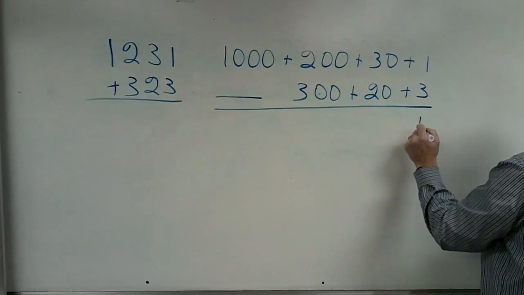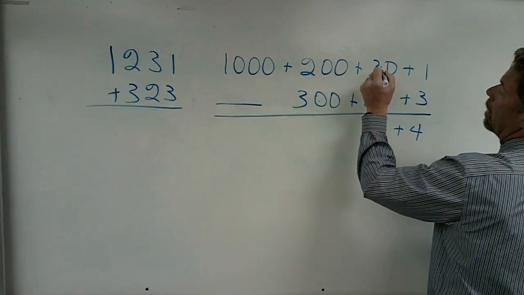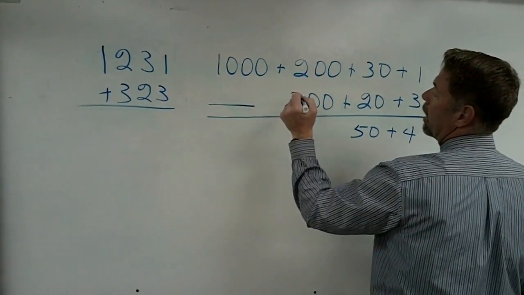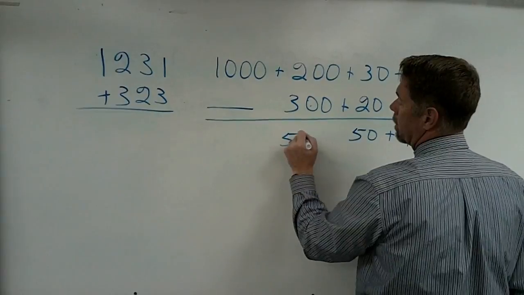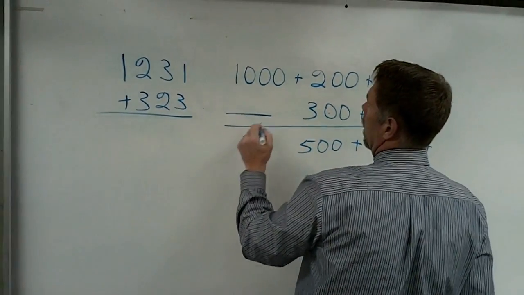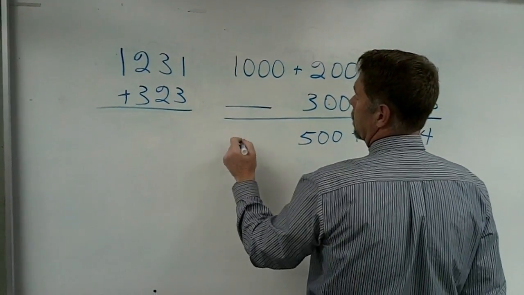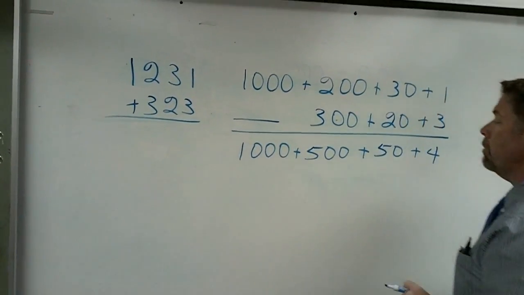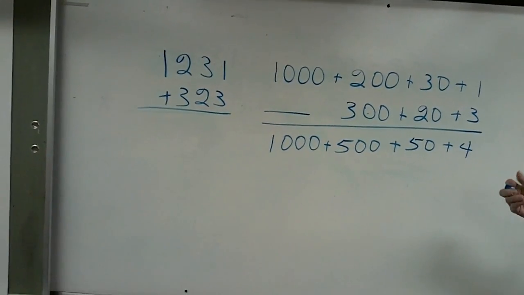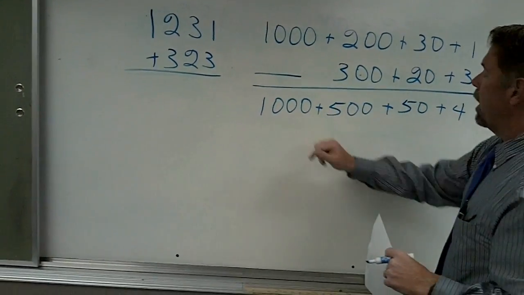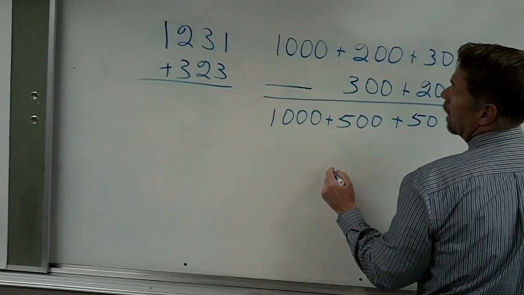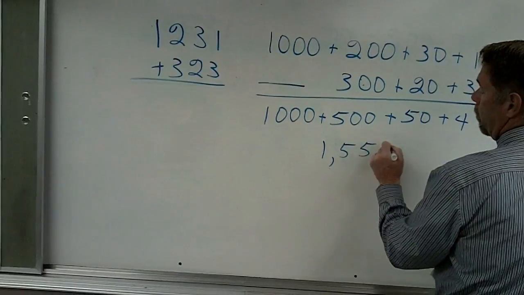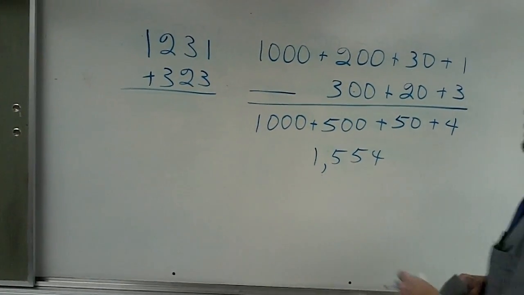So 1 and 3 is 4. We'll put the plus back in here. 30 and 20 is 50. 200 and 300 is 500. And then 1,000 and 0 is 1,000. And as you saw in the graphic prior to this, we just slide all this together and cover up the zeros, and we come up with 1,554.